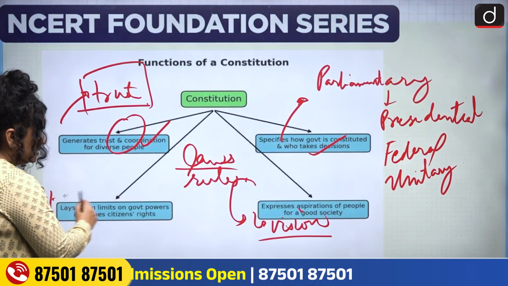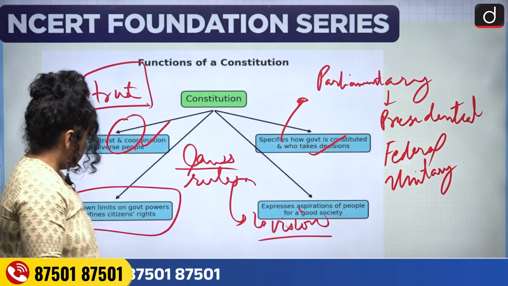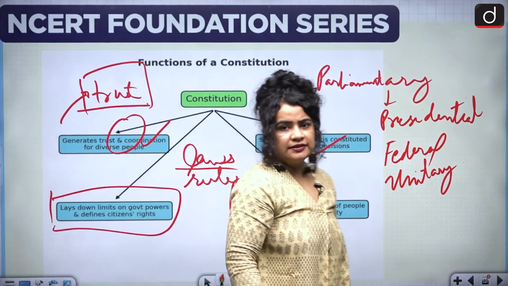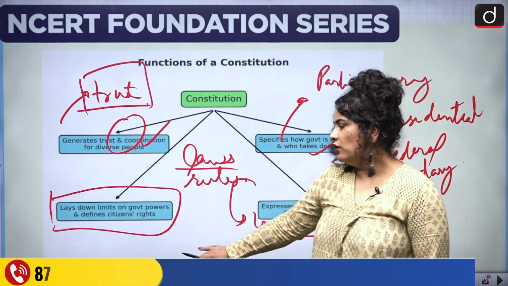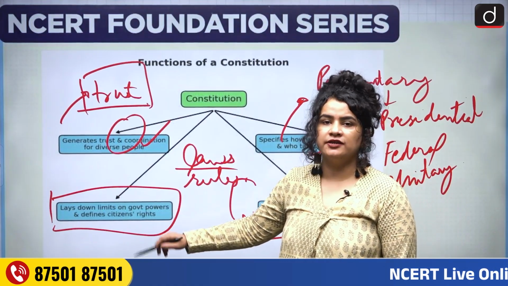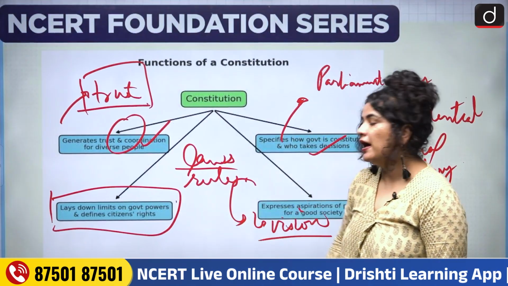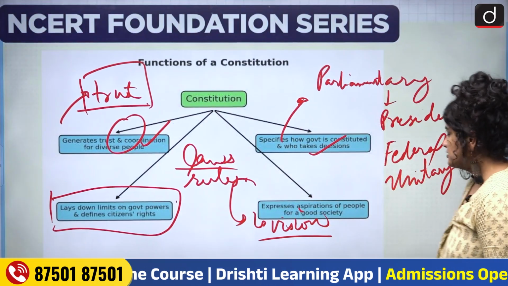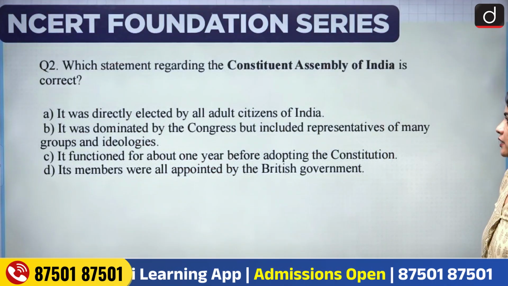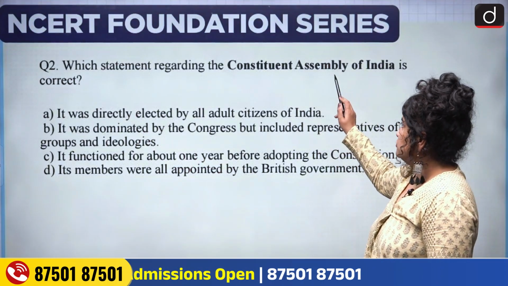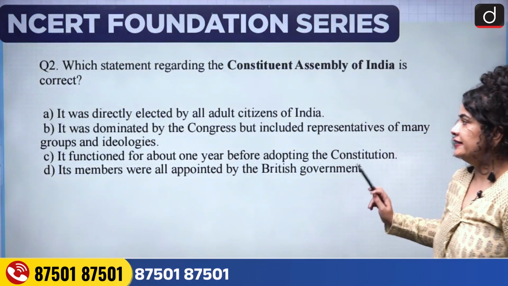And the last one is very frequently discussed, and we've also discussed it very straightforwardly in the beginning of the lecture as well as in the preceding lecture, that it lays down the limits on government powers and defines citizens' rights. Which statement regarding the Constituent Assembly of India is correct?